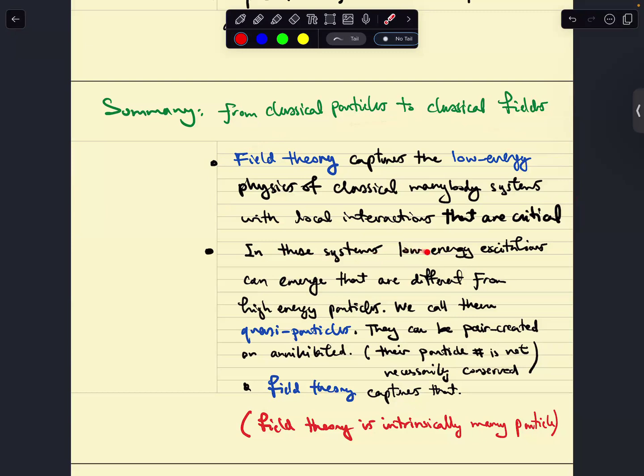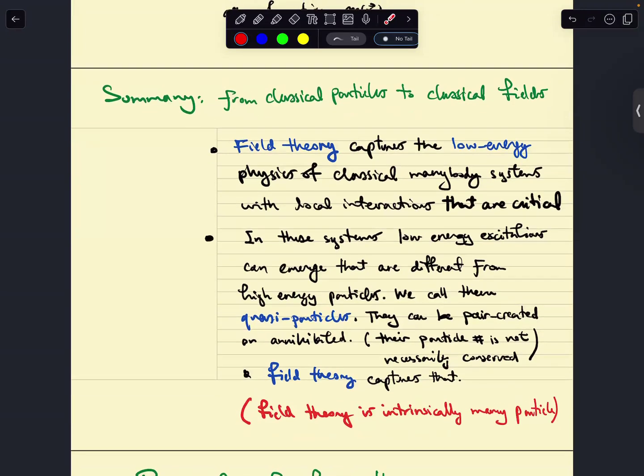Another point that we made is that the low energy excitations that emerge in these systems could be different from high energy particles. We call them quasi-particles. For example, we saw an example where these guys could be pair created or annihilated. This means that the particle number for quasi-particles need not be conserved. And importantly, field theory can capture that. Field theory is an intrinsically many-particle theory. This is perhaps the most important point I wanted to make today.